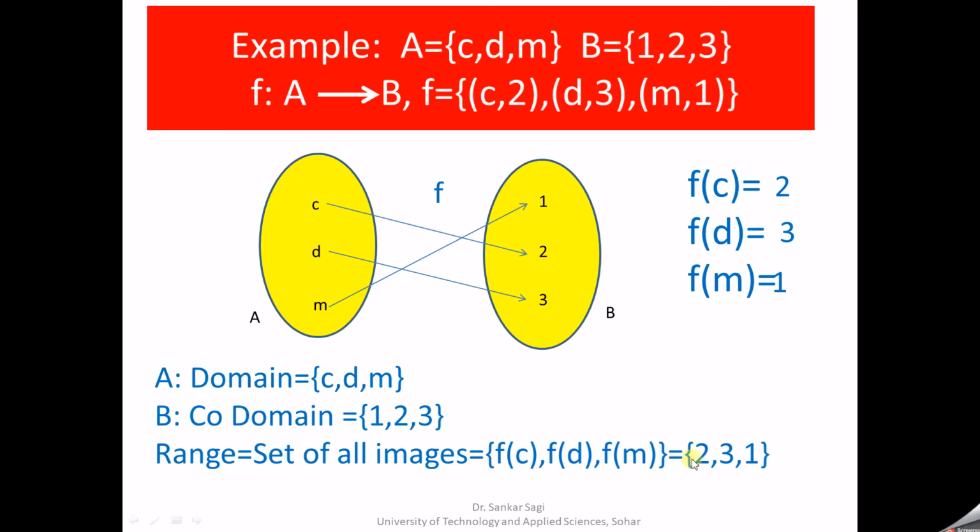both are the same, because in sets the order of the elements is not important. So the set {2, 3, 1} is the same as the set {1, 2, 3}. Therefore codomain and the range are the same in this example.